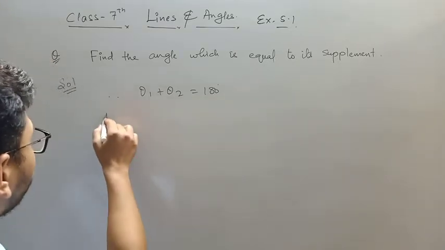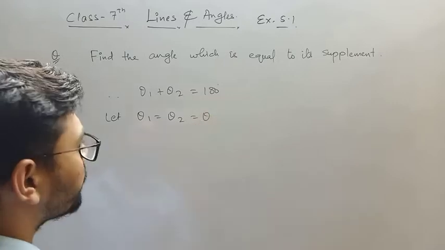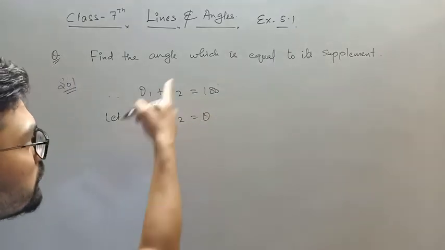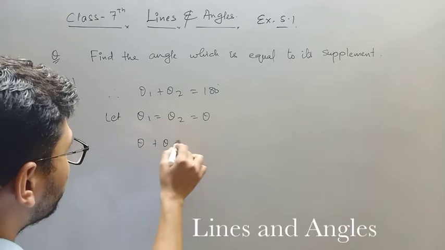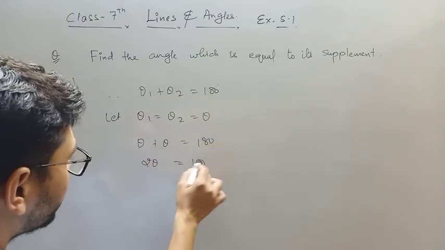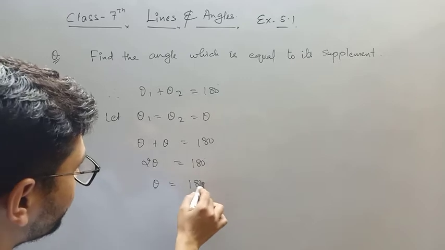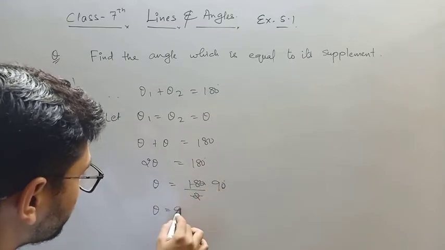Now let's say theta 1 is equal to theta 2, which is equal to theta. These two are equal, this is given in the question. So put theta plus theta in the given equation. 2 theta is equal to 180 degrees. So you can write theta is equal to 180 divided by 2, that is 90. So theta is equal to 90 degrees.